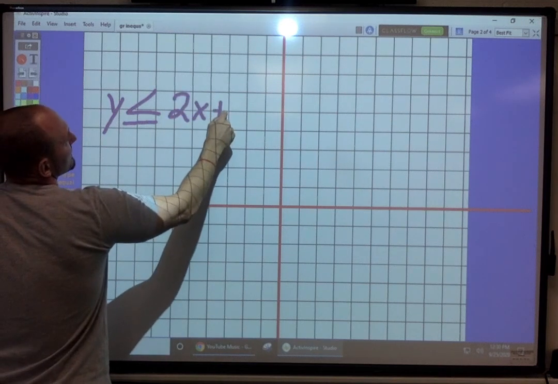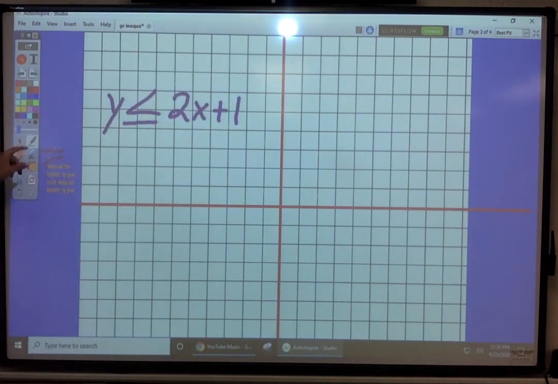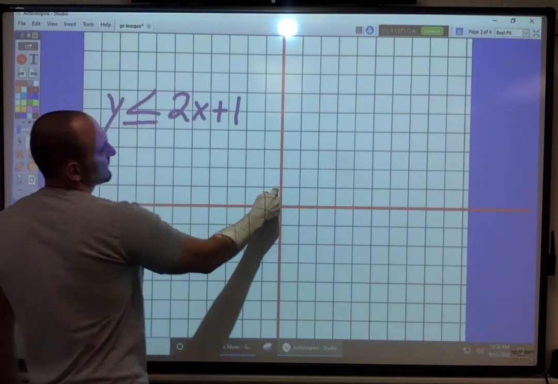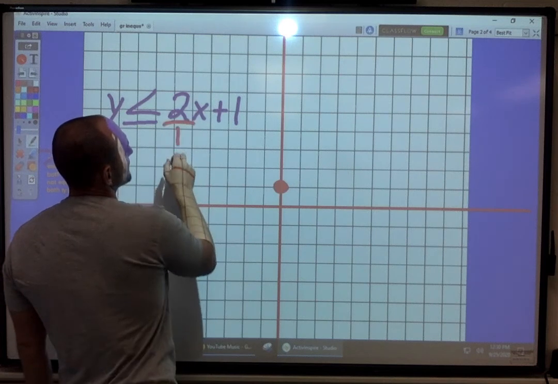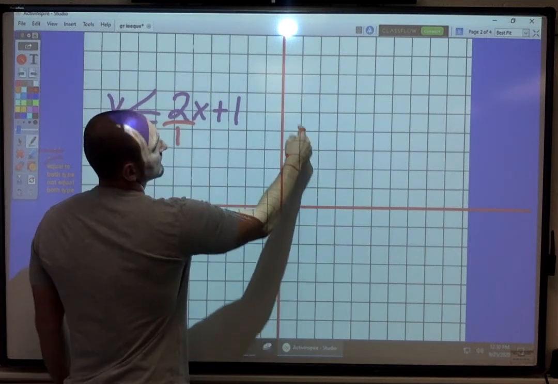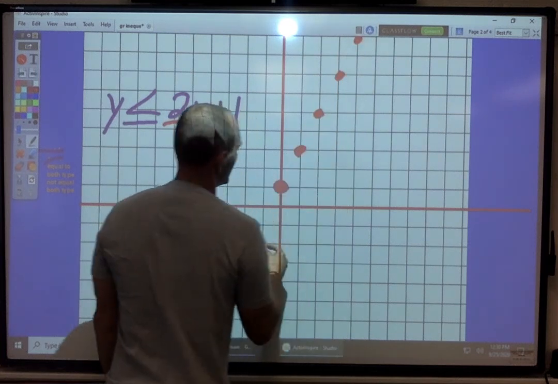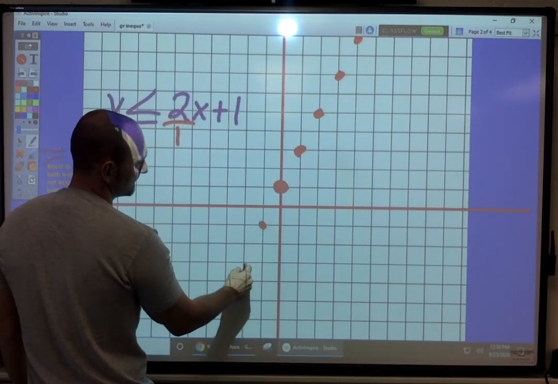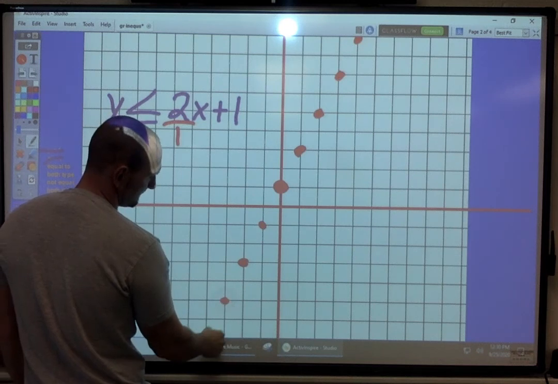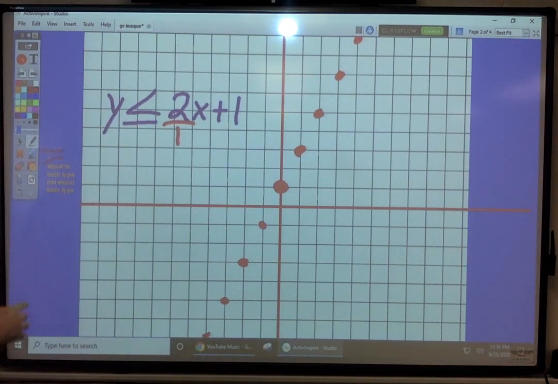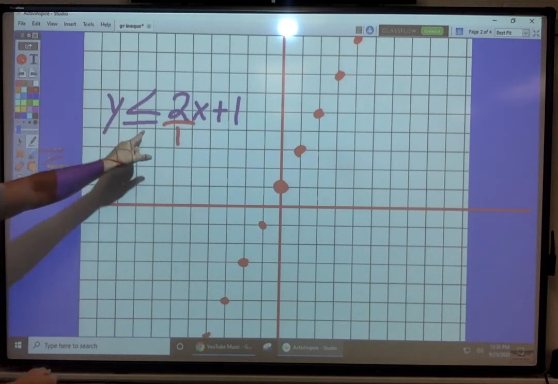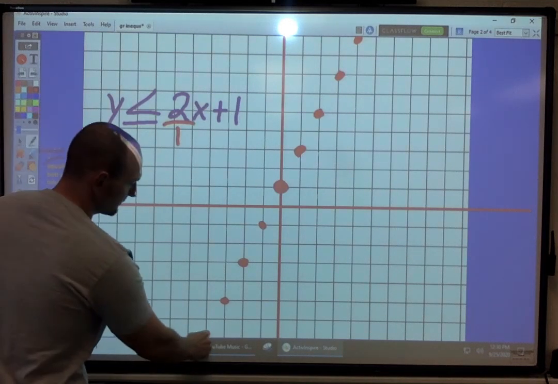2x plus 1. So let's graph this real quick. We start at 1, slopes up 2 over 1, 2 over 1. I'm just going to get all I can on the board. Down 2 over 1, 2 back 1. Now I'm thinking, what kind of sign do I have? I have an equal to, so I can draw a solid line through it.